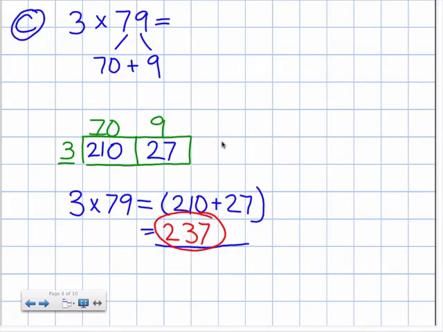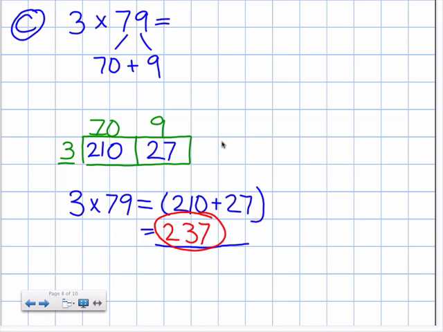We've been learning about the area model for multiplication. Most of our examples so far have been when we are multiplying a single-digit factor by a two-digit factor. Here's an example that we worked last week where we multiplied 3 times 79.